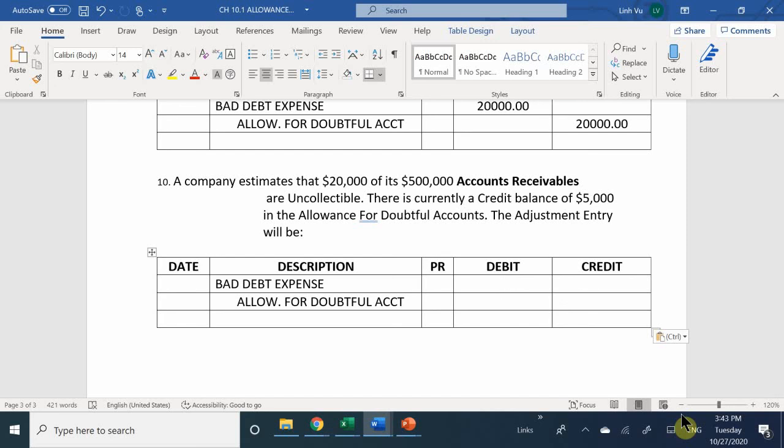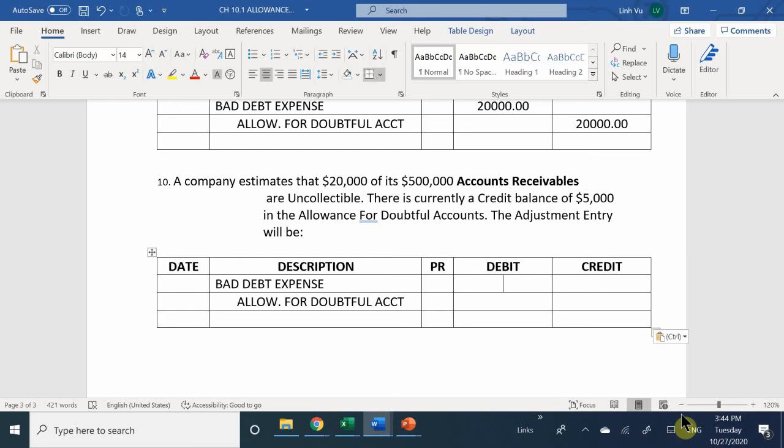There's currently a credit balance of 5,000. So this is still just 20,000. No. We do, because we did recognize it's a balance sheet. If there's a balance sheet, then we do have an accounts receivable. We do have an allowance for doubtful accounts. So whatever balance there is, it does matter.